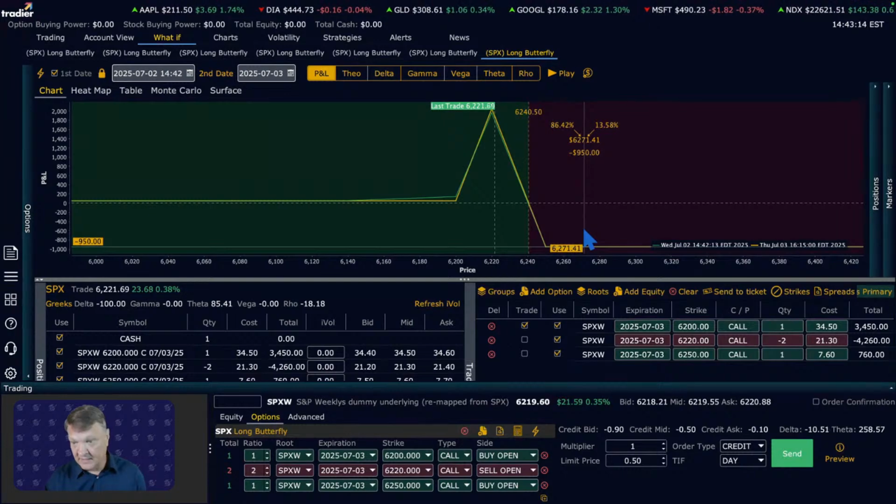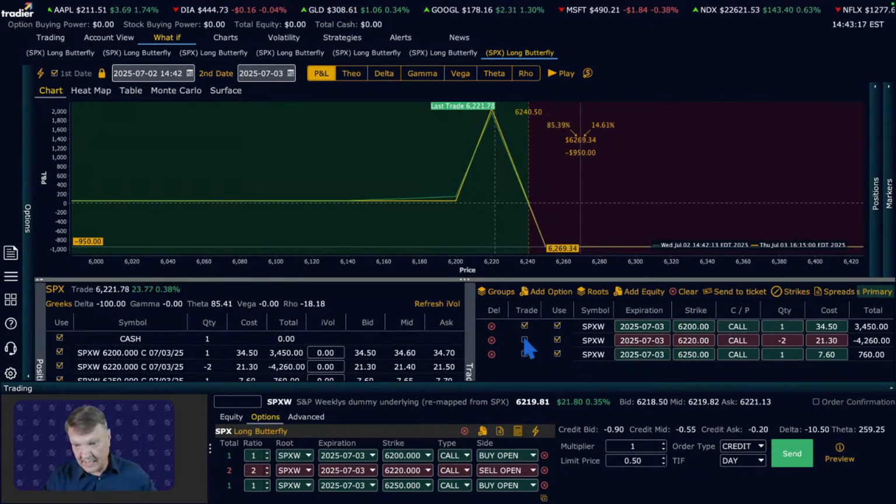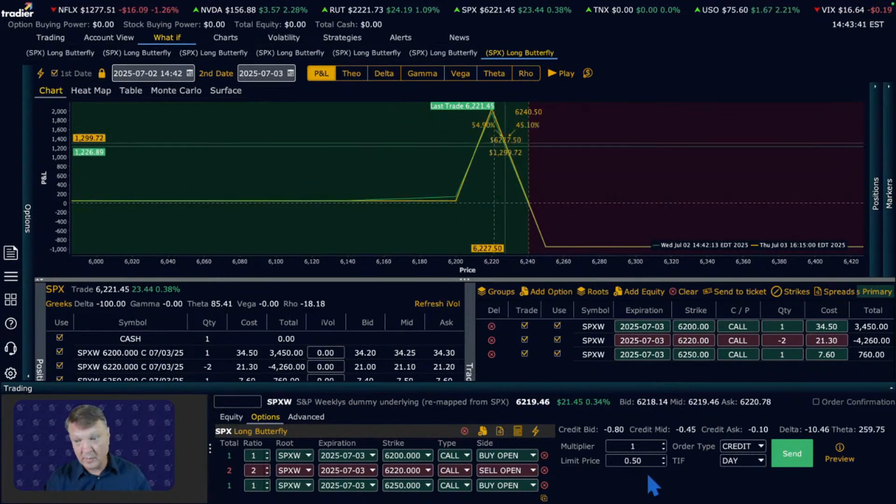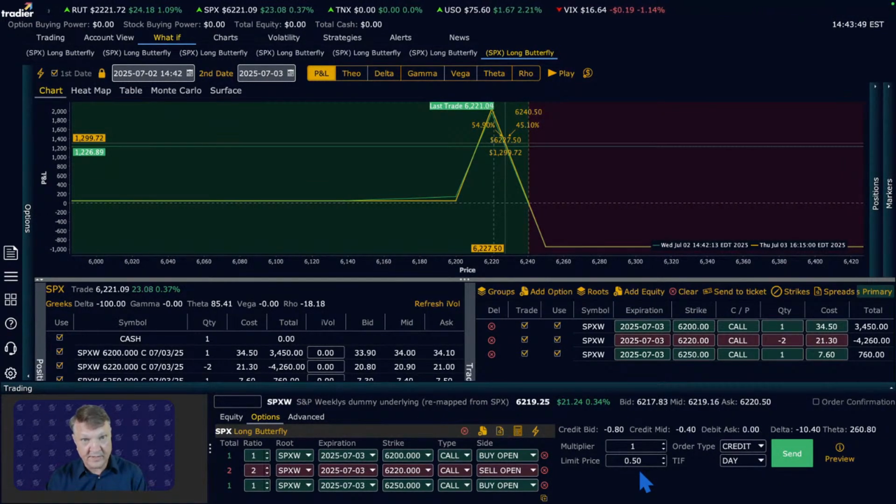All right. So now we have this trade on, and we're adding a little bit more risk. From 6220 to 6240 is the standard butterfly. We're going to go to the 6250. That means we're embedding a 10-point credit spread into this to pay for the butterfly. If the market goes down, we make 50 cents. Our max risk is 10 points minus the net credit received, or $9.50.